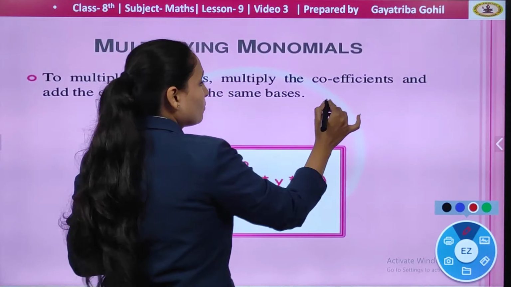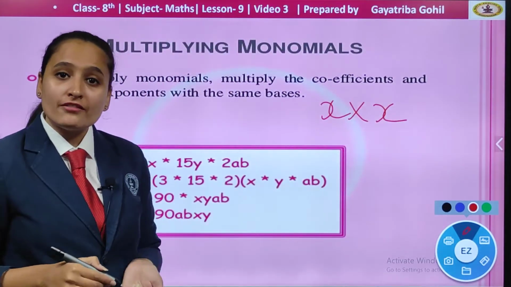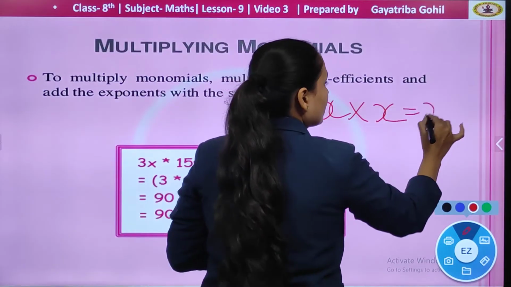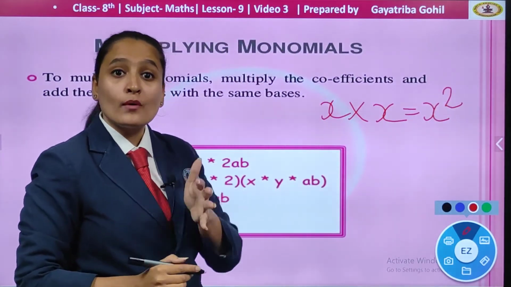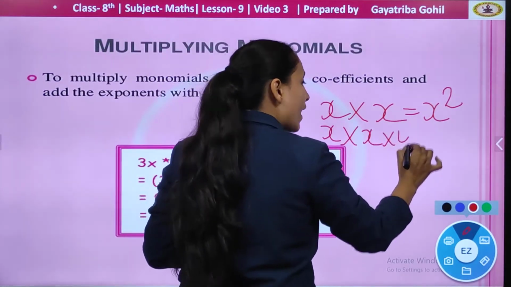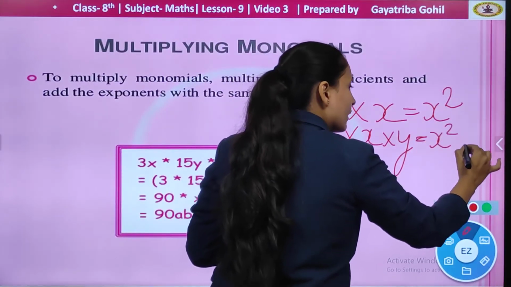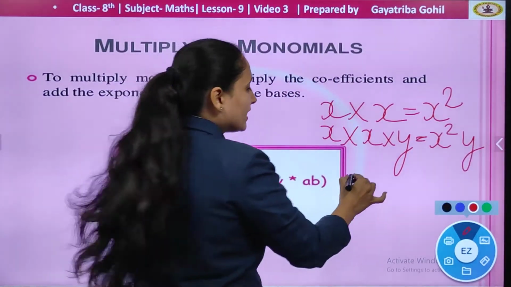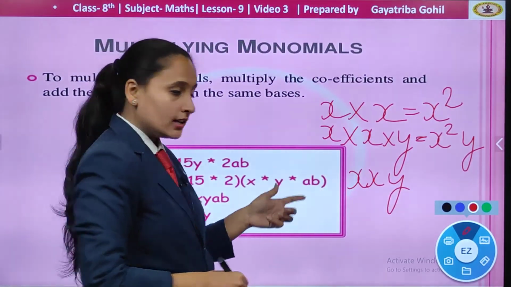For example, you want to multiply x into x. So how will you write that? This will be written as x square. x into x will become x square. Now if you have x into x into y, then this will become x square y. Don't write it like this, x, x, y. No, this will be wrong.